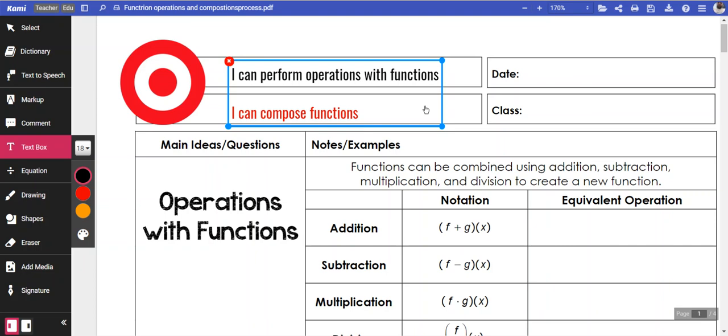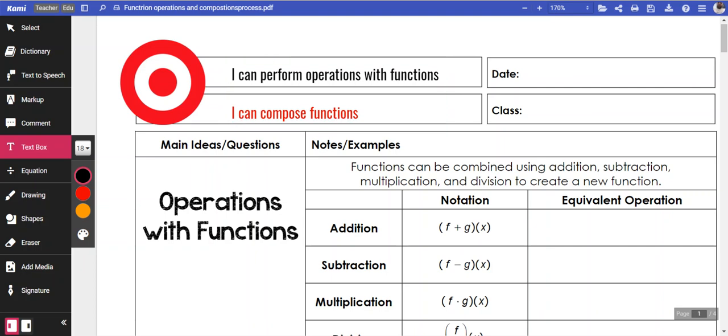What's up, everybody? Today I want to talk about operations with functions, and I want to talk about composition of functions. Operations with functions is pretty easy. It's like adding, subtracting, multiplying, dividing functions, and then just going through some stuff with that. And then actually, the more challenging stuff would be the composition of functions. So let's just talk about it.